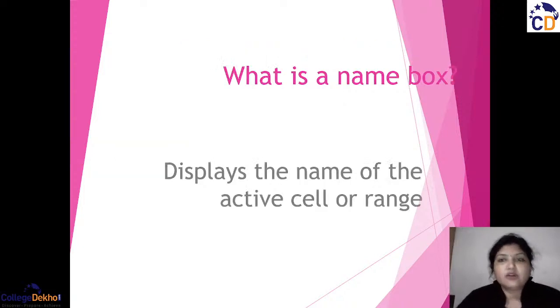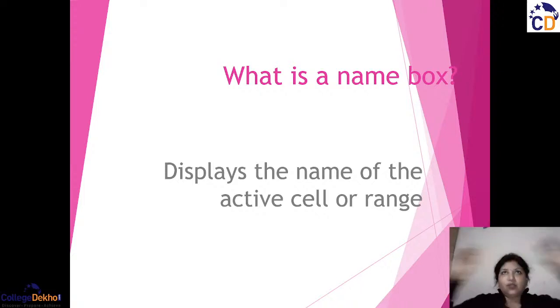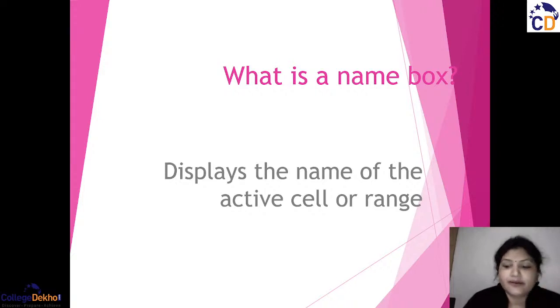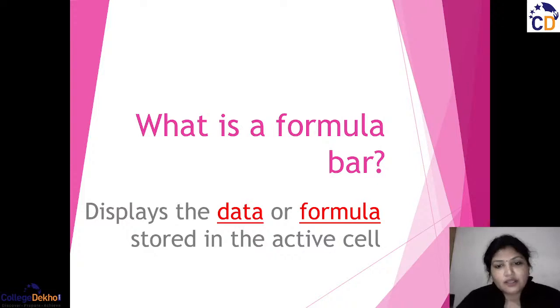Then we have the name box. It displays the name of the active cell or range. So in an Excel sheet, the name box is showing the address of that particular cell.